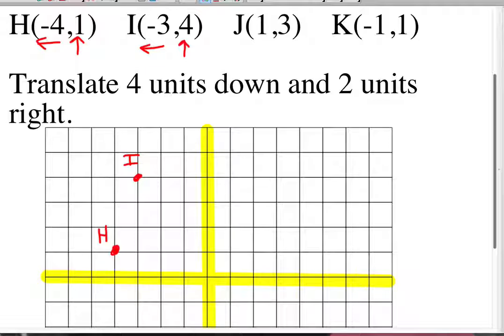There's I. Now, I told you I was going to do this in black, didn't I? And such a habit of grabbing that red marker. How about that? Okay, here's my original figure still.